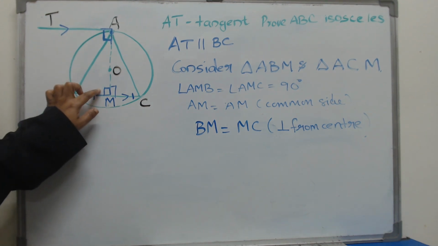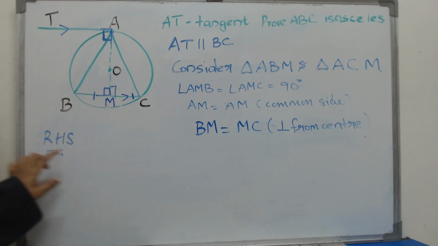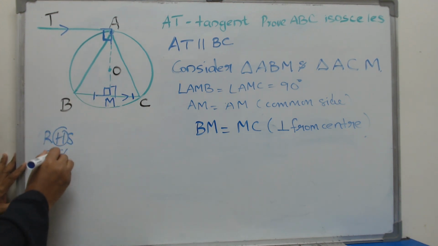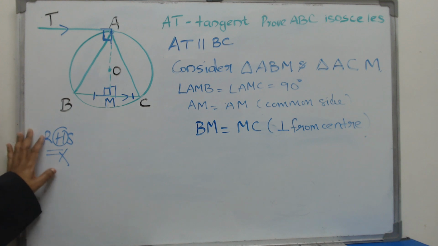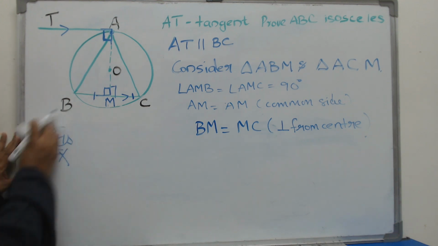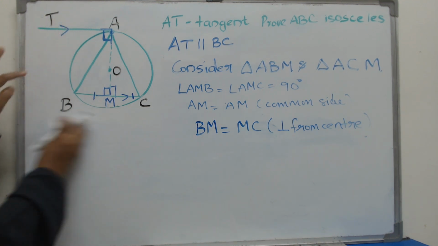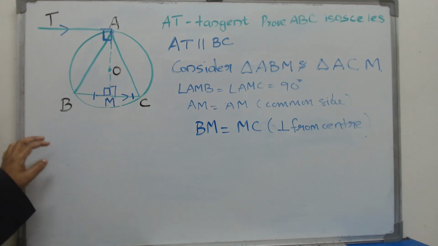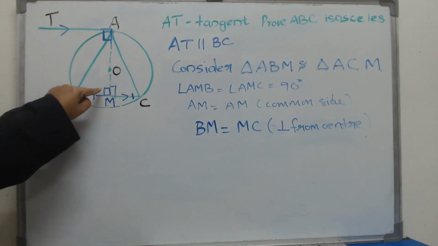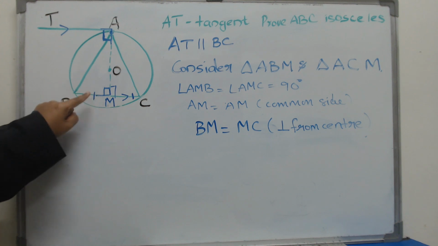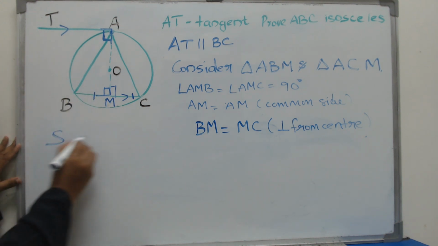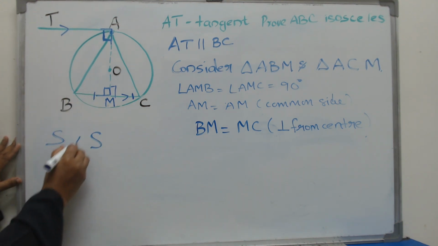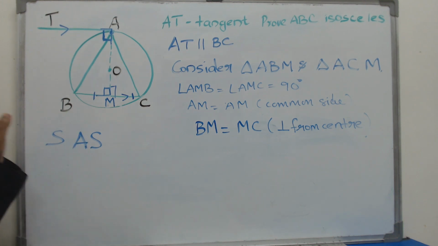Do you have a right angle? Yes. But do you have the hypotenuse? No, you don't. You cannot apply the RHS here because you do not know anything about the hypotenuse. Then what will you apply? A side, an angle in between, and another side. What do you have? Two sides and an angle in between is SAS.